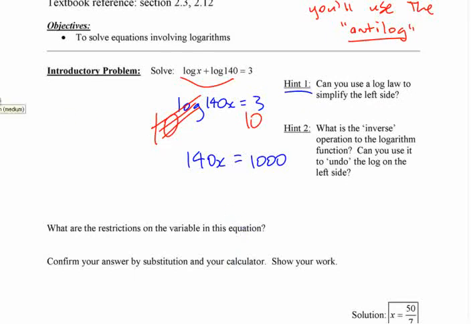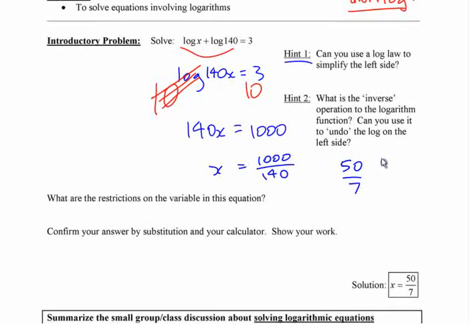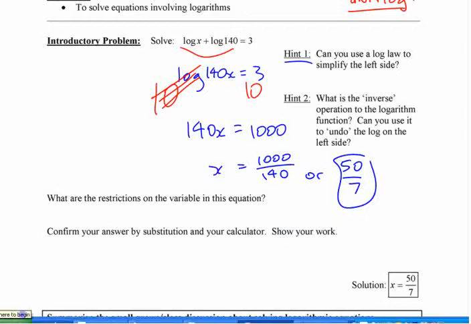Then you've changed it. You've reduced it down to a linear equation that you can solve. So this is just 1,000 over 140, or 100 over 14, or 50 over 7. Right? The solution's down here. It doesn't matter to me whether you put it in lowest terms or not. You can always put it in your calculator to put it in lowest terms.